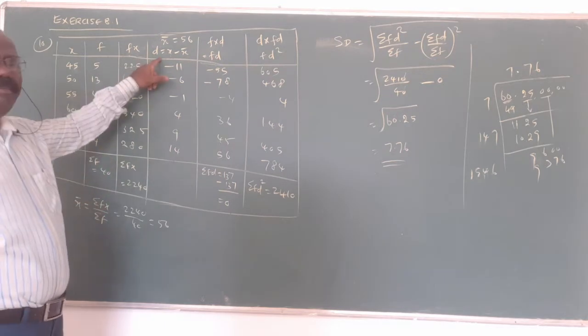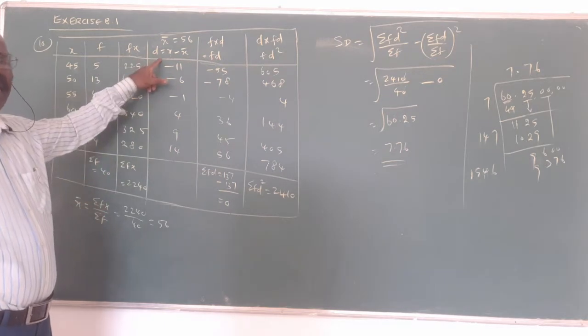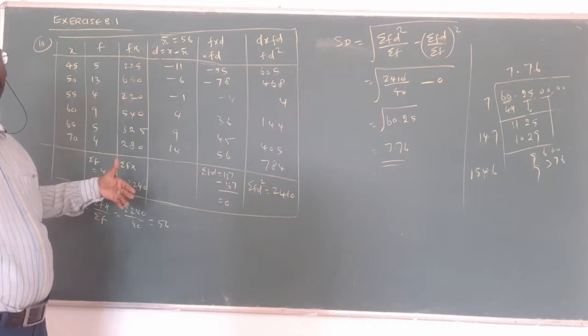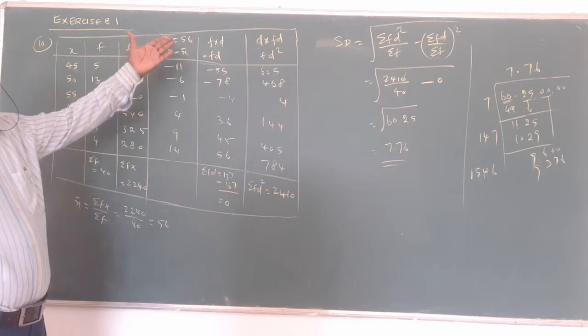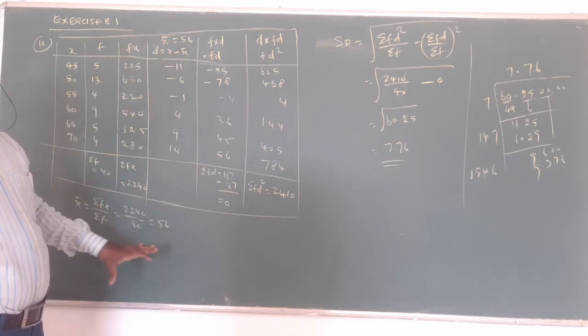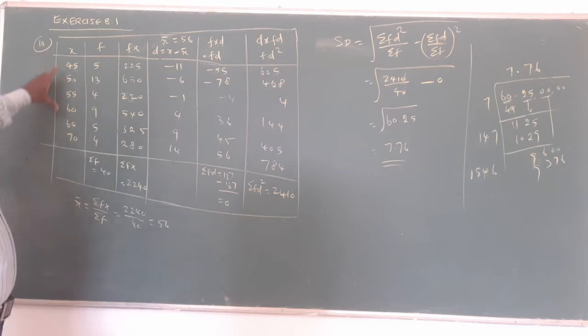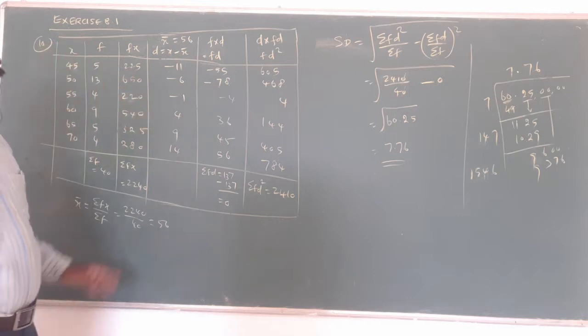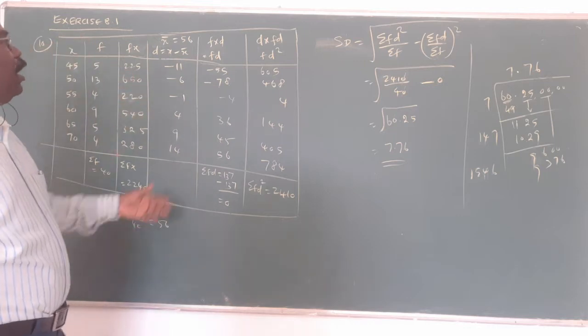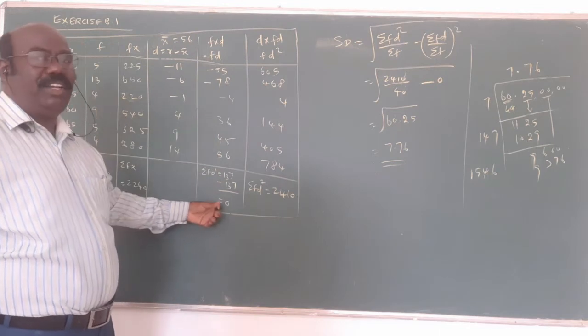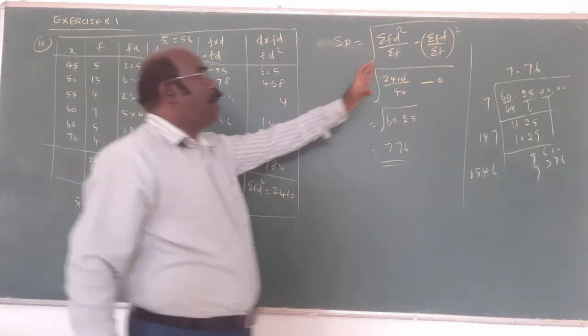To find D, we use the method D equal to x minus a, or x minus x bar. To find x bar, if it is without decimal, subtract x bar. With the decimal, you will consider any one of the values from x, the middlemost value, either 55 or 60, for the calculation. Here, I am assuming x bar. That's why FD is 0, sigma FD is 0, and that's why this part is 0.